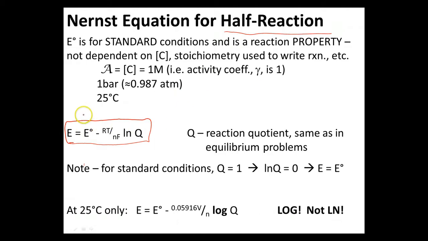Now, we just saw something about this E naught. E naught is going to be the potential, or reduction potential, for standard conditions, and this is going to be a reaction property. It's not going to depend on concentration or stoichiometry or anything. If I decide to write the exact same reaction, but I'm going to have 3 moles of reactant making 3 moles of product, it doesn't matter. We're still saying that the Nernst equation says that the potential is going to be the same between them.